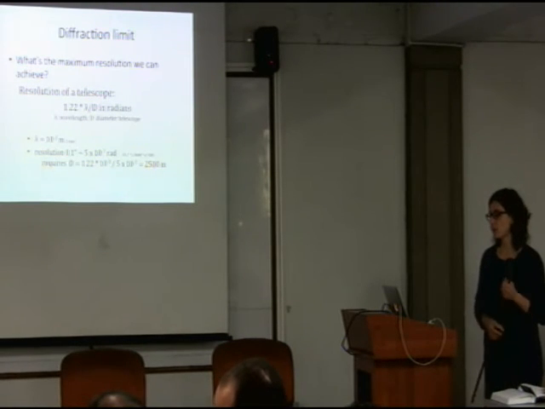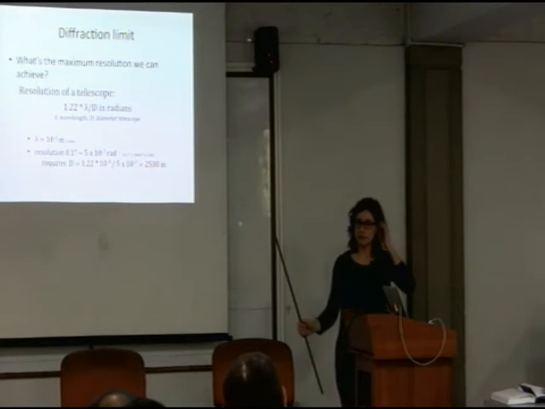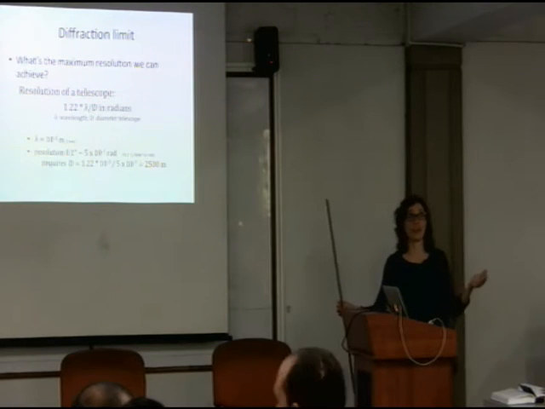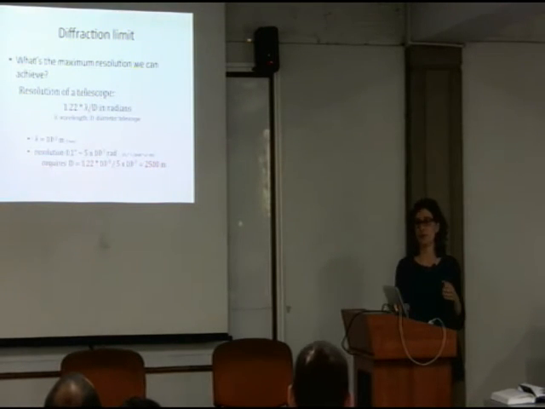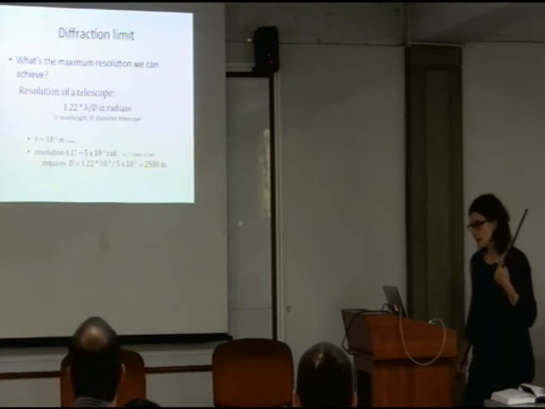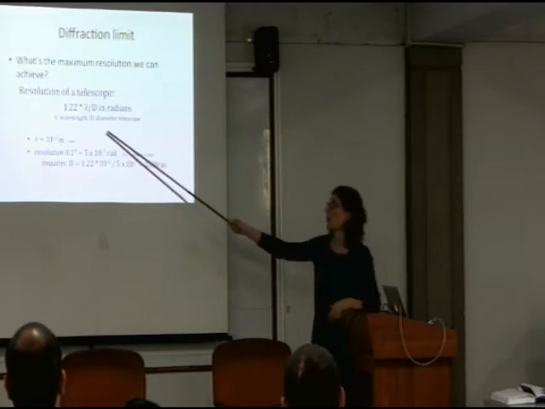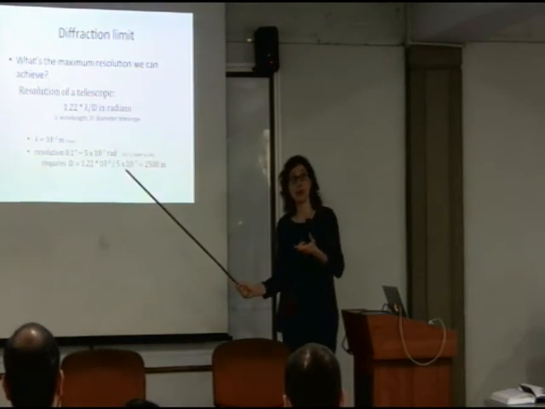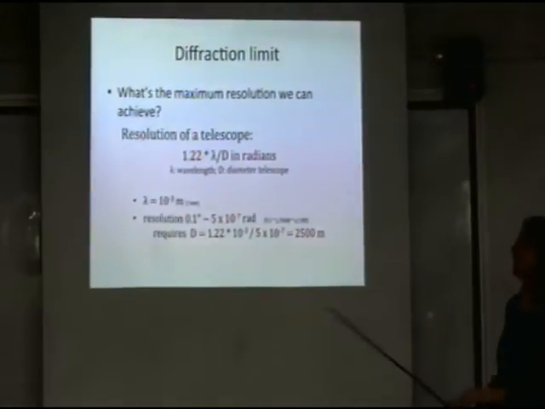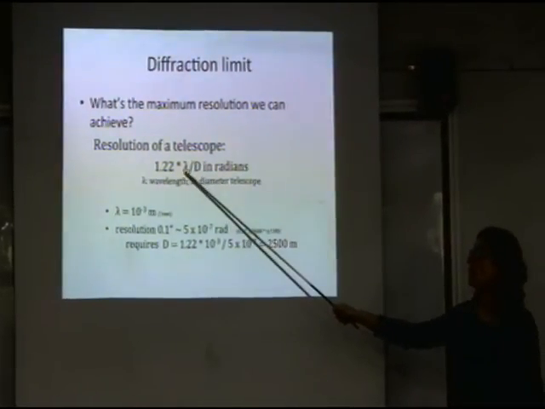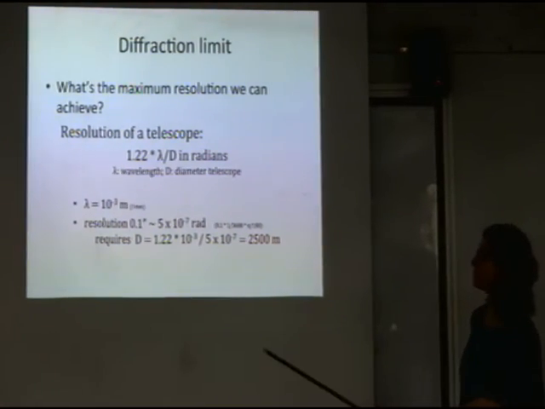Okay. So, what is stopping us when we have an antenna? What is the resolution that we can achieve with a single antenna? What is stopping us in terms of resolution? The maximum resolution that we can achieve with an antenna depends on the wavelength and on the diameter of the antenna. It's proportional to the wavelength over the diameter.